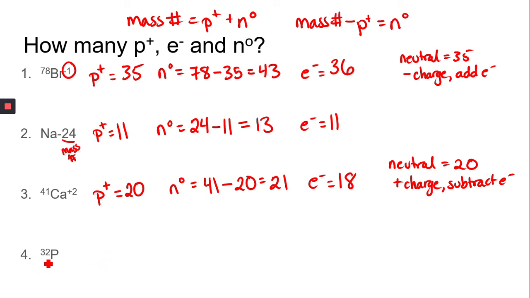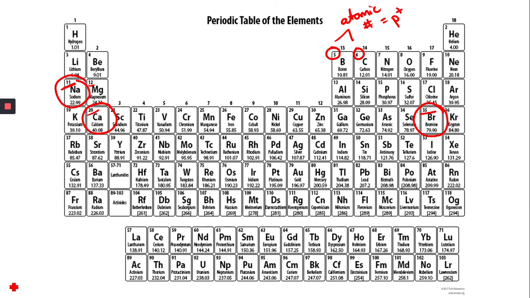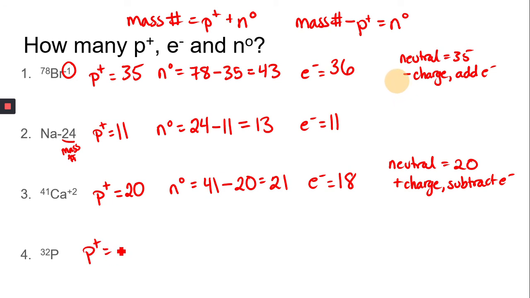All right, looking at our last example, 32P. 32 is my mass number. I'm talking about the element phosphorus. So I go to my periodic table, I find phosphorus, its atomic number is 15, so that tells me I have 15 protons, atomic number on the periodic table. To find the neutrons, I take the mass number in the upper left corner and I subtract my atomic number. So we have 17 neutrons.